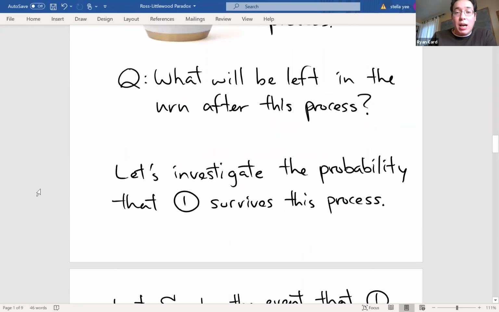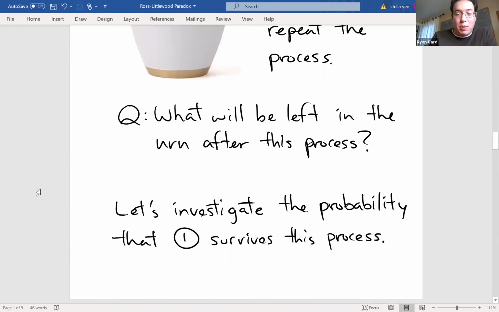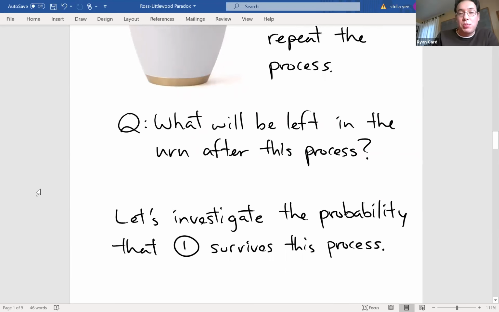So I think it is not at all obvious what will happen, so we'll do this in steps. The first step is to analyze what would happen to one particular ball. Let's see what the probability is for ball 1 surviving this process infinitely many times.